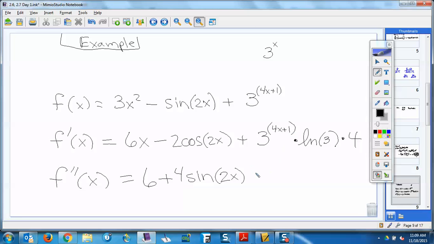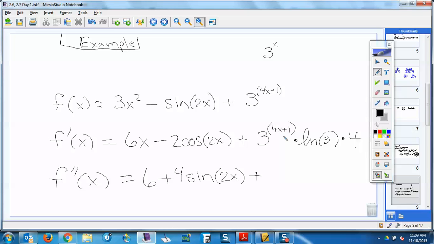All right, plus, now we got this doozy. However, it's not as bad as you think, because what's ln 3? Remember earlier discussion? ln 3 is just a number, right? ln 3 is a lot different than ln x, right? That's different. ln 3 is not ln x. ln x is a function. ln 3 is a number. Big difference. So what's ln 3? It's a number. What's 4? It's a number.